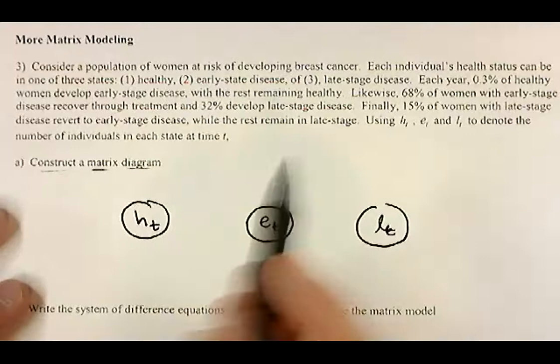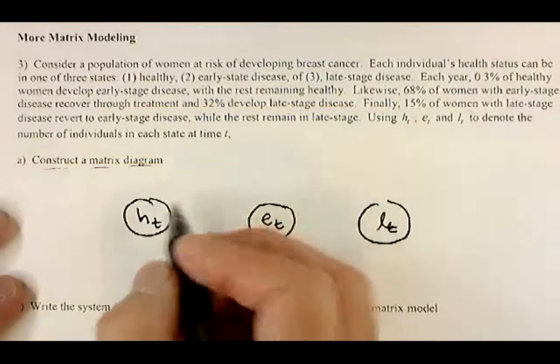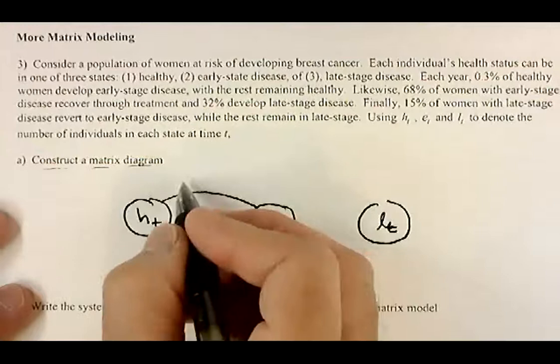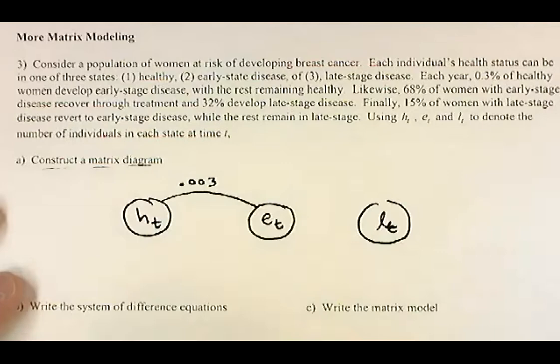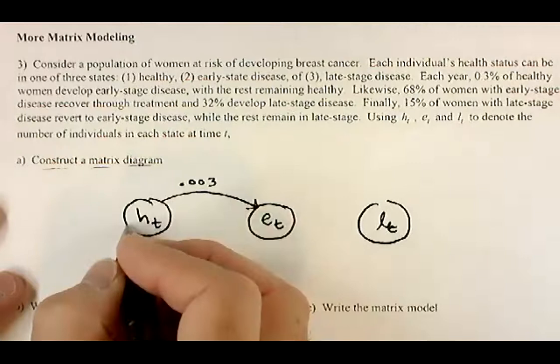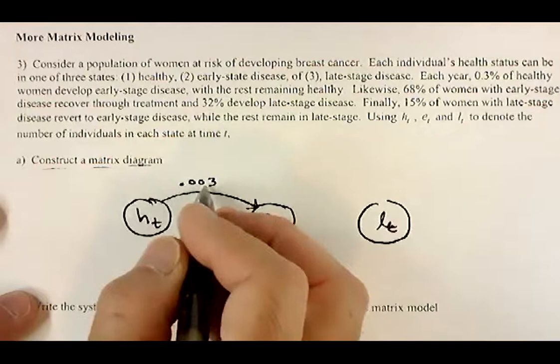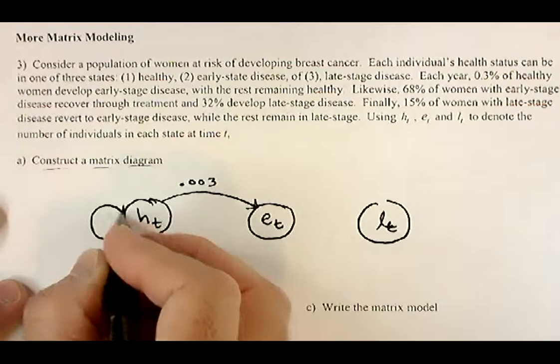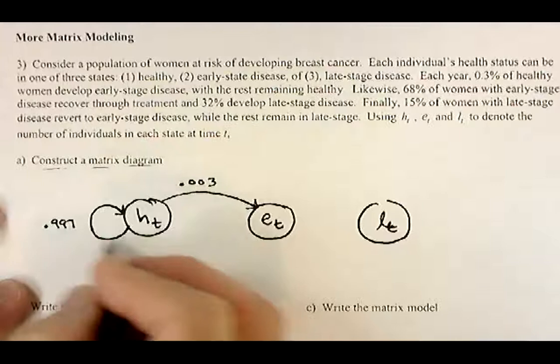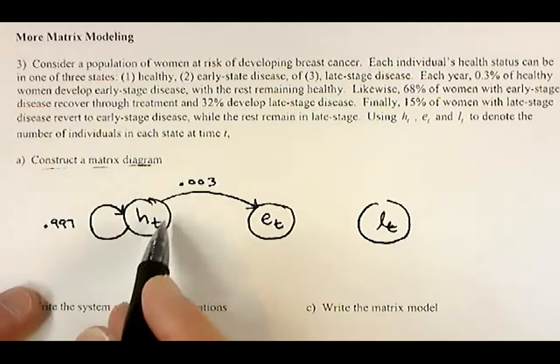So 0.3% of the healthy women go into the early stage disease. So remember, as a percent, 0.3% is 0.003, right? 3% is 0.03. So this is 0.003. Go here. Well, and this is the other thing to remember. We have to keep track of everybody. So if only 0.003 go to the early stage cancer, that means the remaining 99.7% stay in the healthy state. So the way we can denote that is just like it's recycling, right? And we have 0.997 coming back in the next time period.